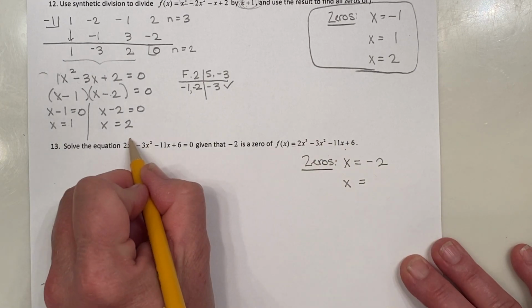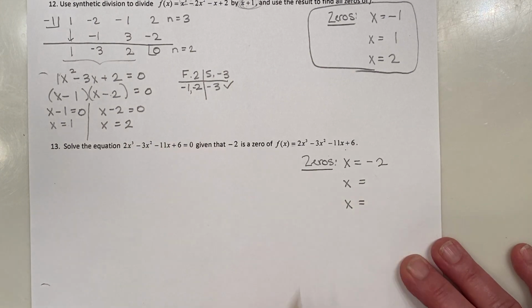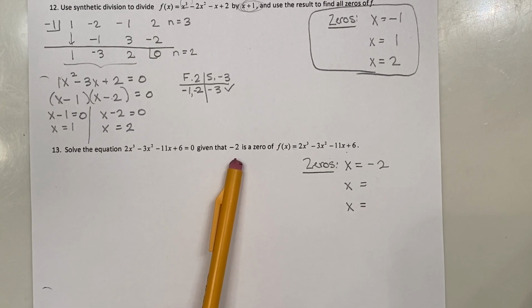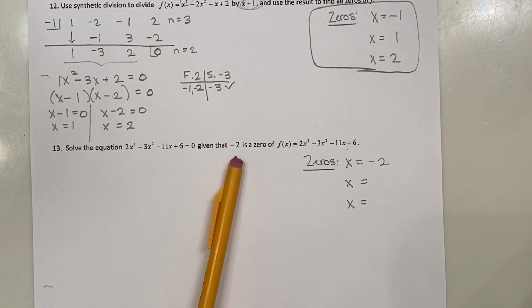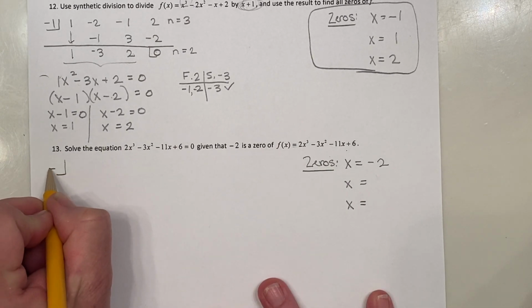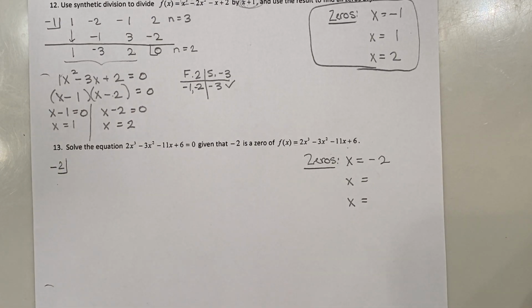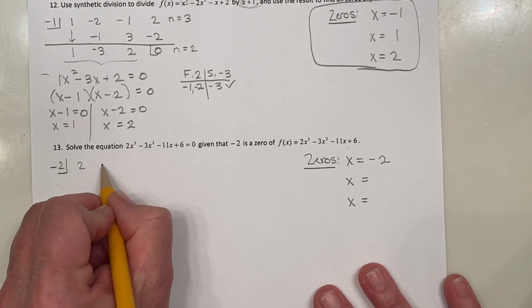I'm going to have at most 3 zeros, so I might just kind of get ready. Solve this equation, -2 is a 0. Well, let's use synthetic division. It didn't tell me to use synthetic division, but now that I've learned it, the language of this problem is suggesting that that's what I should do without directly telling me. So -2.